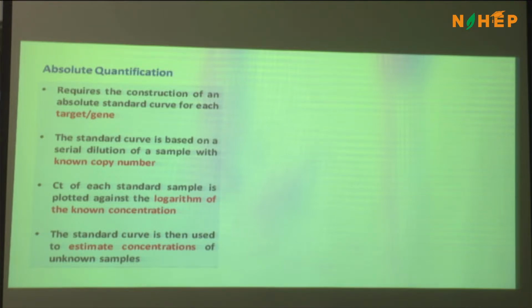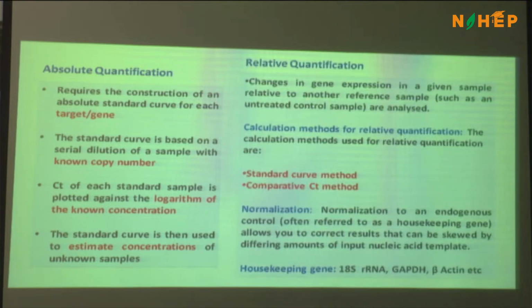The standard curve is based on the serial dilution of the sample with a known copy number. Okay. And again, the Cq value, whatever you are getting for each of the known concentrations of your template, is plotted, and that gives you what is called the standard curve. And from the standard curve, you can decode how much pathogen is there in your test sample. It's very easy to do that.